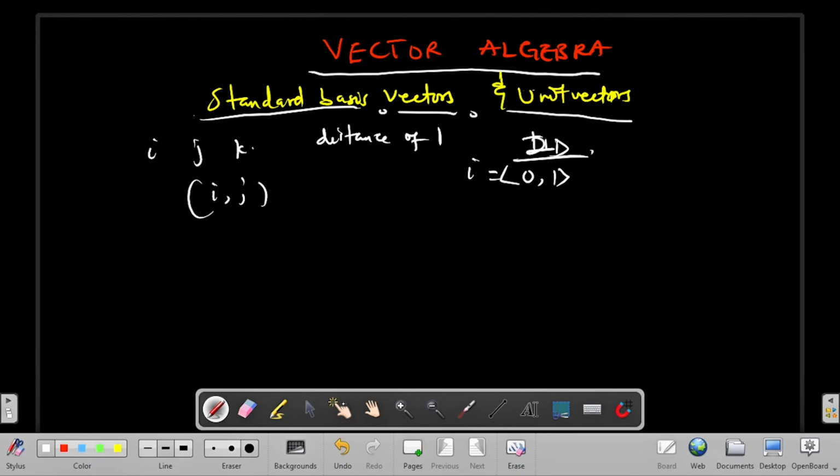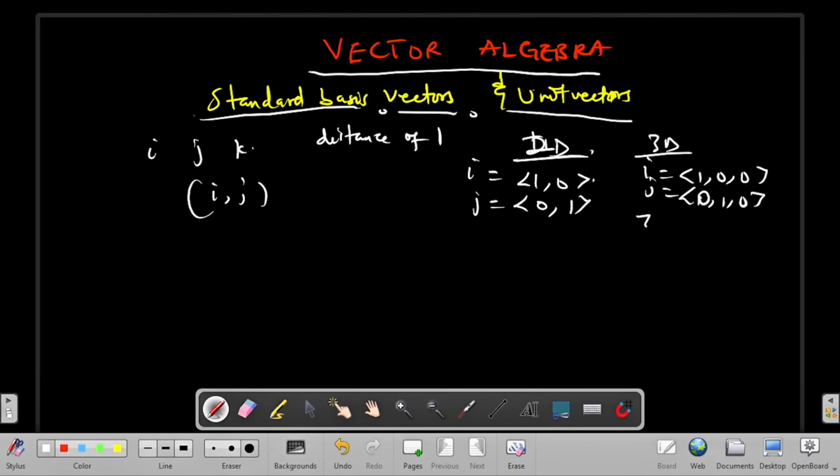Sorry, in two-dimensional space, I have i to be (1, 0), indicating the direction with respect to x. We have j to be equal to (0, 1), indicating the direction of y. And in 3D space, I'll have i equal to (1, 0, 0), j equal to (0, 1, 0), and finally k equal to (0, 0, 1).